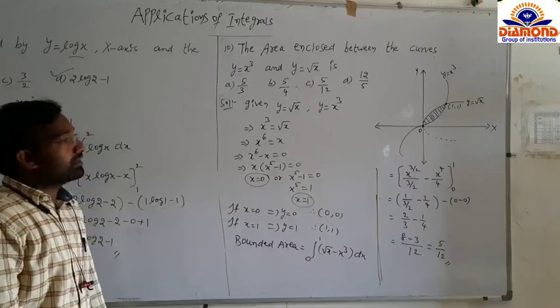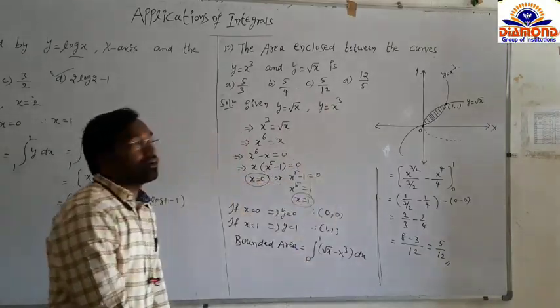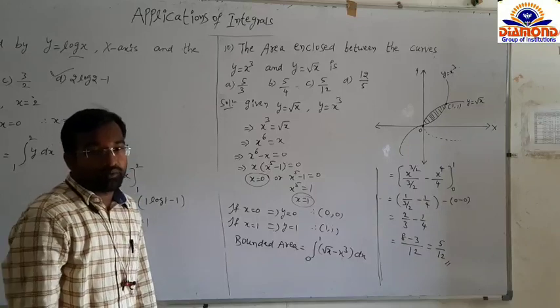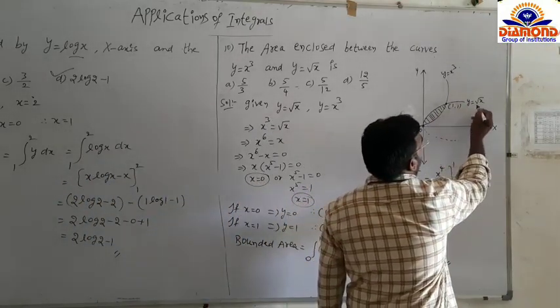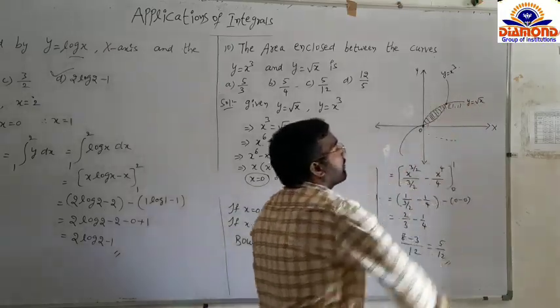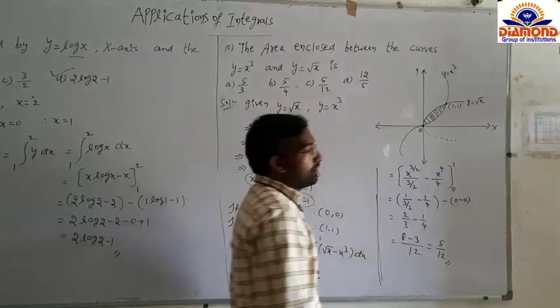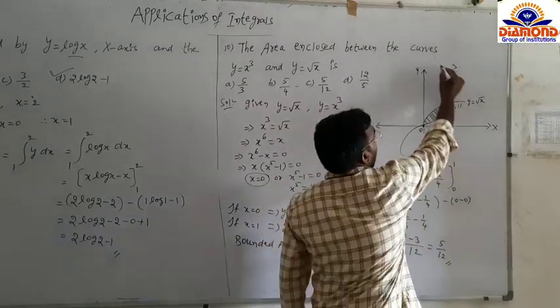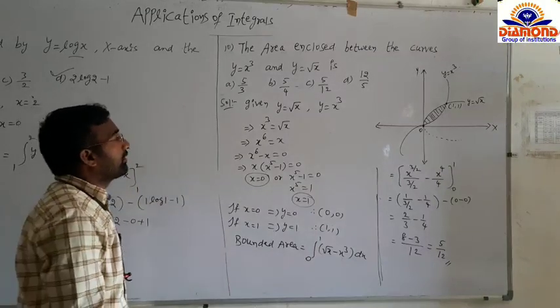So here two curves are given, y equal to root x and y equal to x cube. Y equal to root x represents the semi-parabola, like this, parabola in the first quadrant. Next, y equal to x cube is a curve, like this. So here the limits are not given.